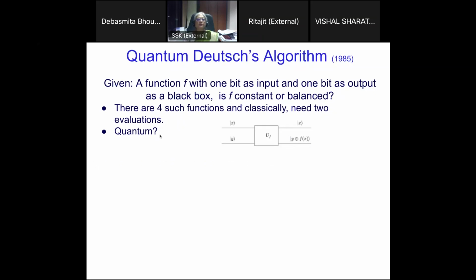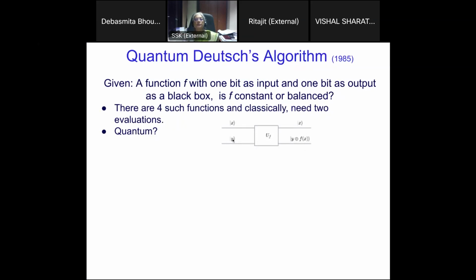What about quantum? For quantum, we can set up something like this: we have a qubit in the state |x⟩ and another qubit in the state |y⟩, and you have a unitary based on this unknown black box function. For the moment, just assume that somebody has given you this. The output is defined as follows: the top qubit remains unchanged, and the bottom qubit is the XOR, which is the addition modulo 2, of the value of the second qubit and the value of the function on the x value.